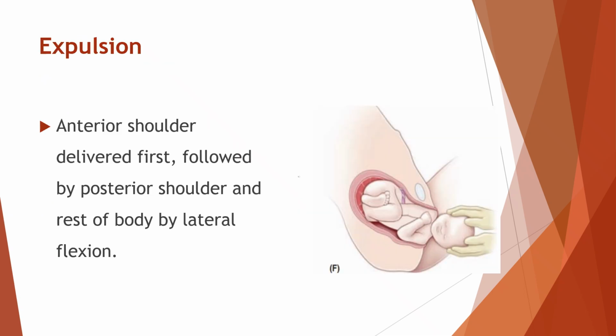The final movement in the mechanism of labor is expulsion. In this stage, the shoulders and the rest of the baby's body are delivered. First, the anterior shoulder comes out from behind the pubic symphysis. After that, the posterior shoulder is delivered over the perineum. Once both shoulders are delivered, the rest of the baby's body follows easily by lateral flexion. This completes the process of delivery, and the baby is fully born.